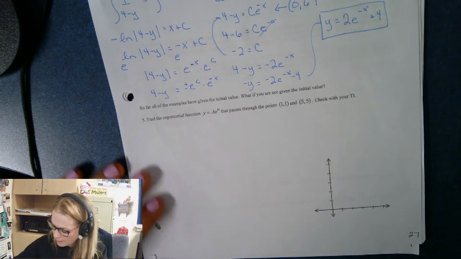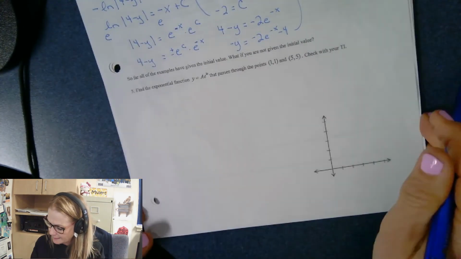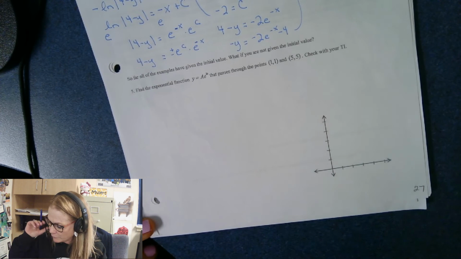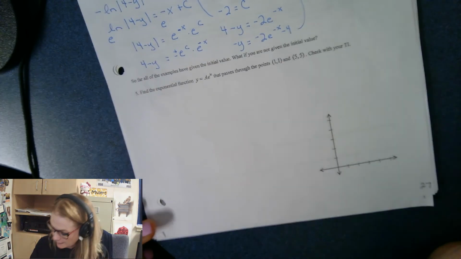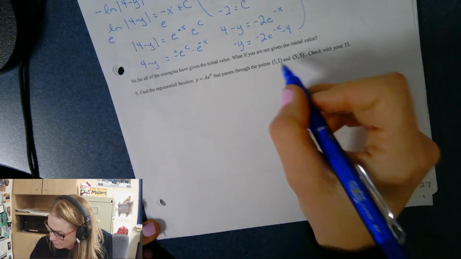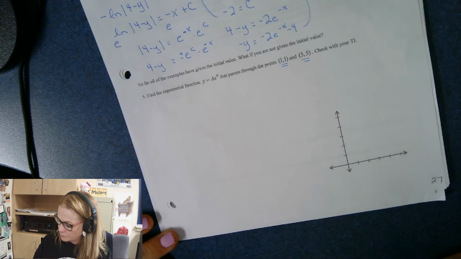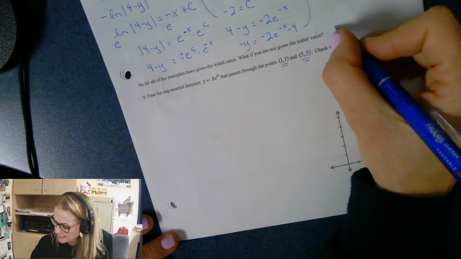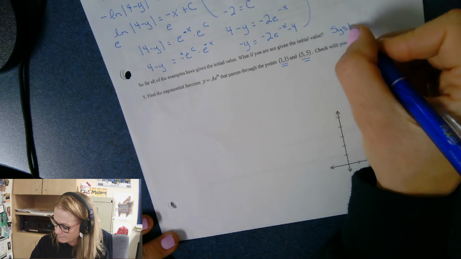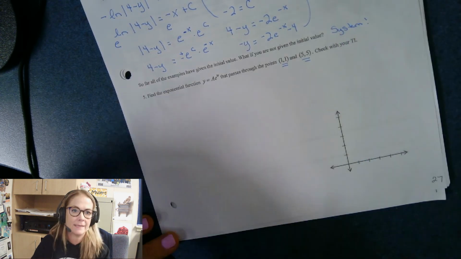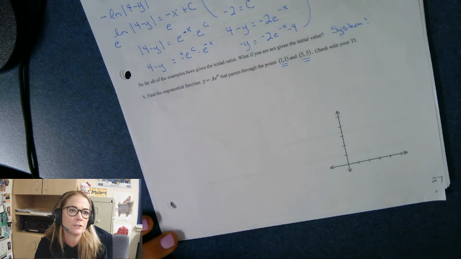Okay, last problem. So far, all of the examples have given the initial value. What if you're not given the initial value? Okay, so here we're just giving 2 data points, 2 points to work with. So we are going to use a system. We can't get that initial and then use the initial to get the k. So no x sub 0 here, so we have to use a system.